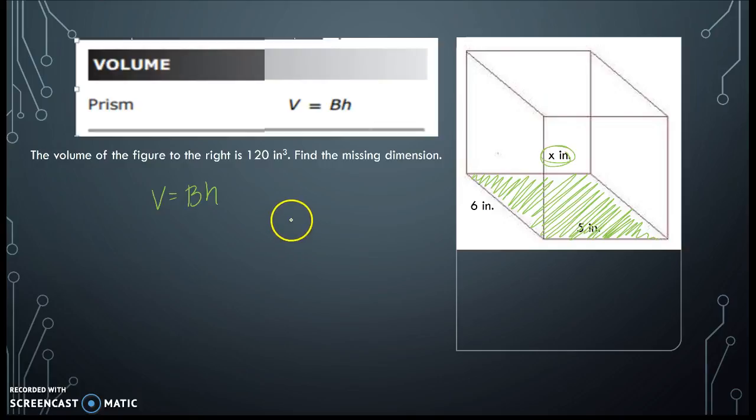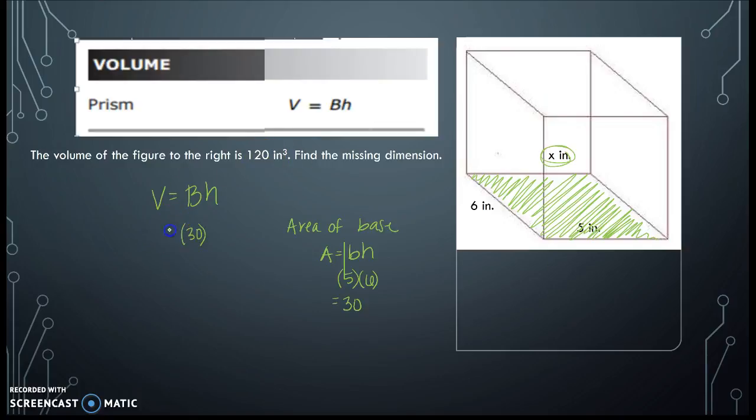So off to the side, I'm always going to write area of the base. And in this case, I can see that it's a rectangle. So area equals base times height. Make sure you're writing that equation. So base of the rectangle is 5, height of the rectangle is 6. So 5 times 6 is 30. So now I'm going to go over here and plug that in for big B. So big B is 30.